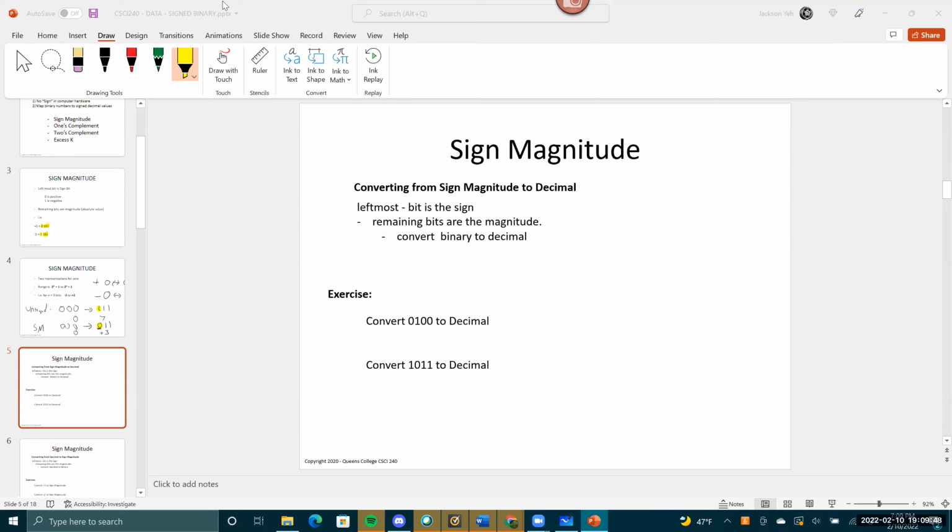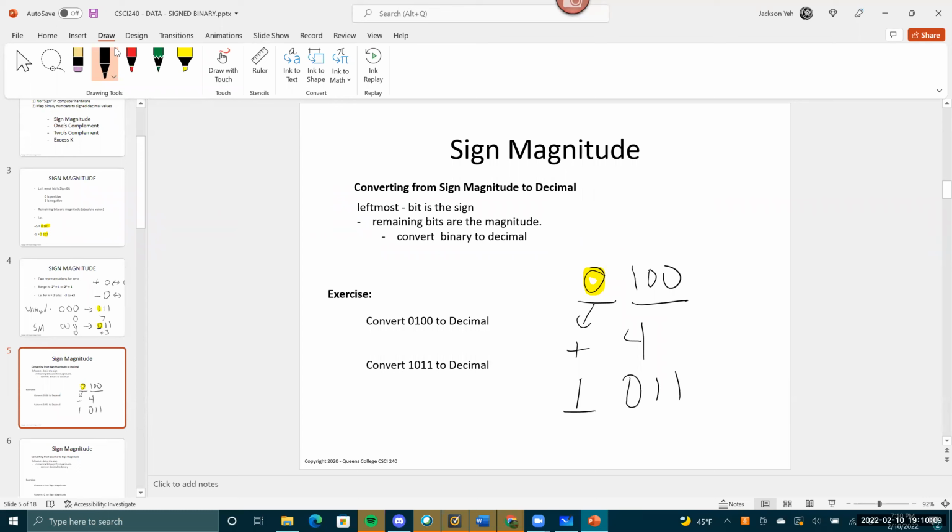Okay, so let's do this one together. The first number, 0, 1, 0, 0. This is a sign bit, so it's positive. And this is the magnitude, 1, 0, 0, which is 4. That's positive 4. The second number below it, 1, 0, 1, 1. This is negative, right? And then this is going to be 3. So the top number is positive 4. The bottom is negative 3. Okay? All right, let's go to the next slide.